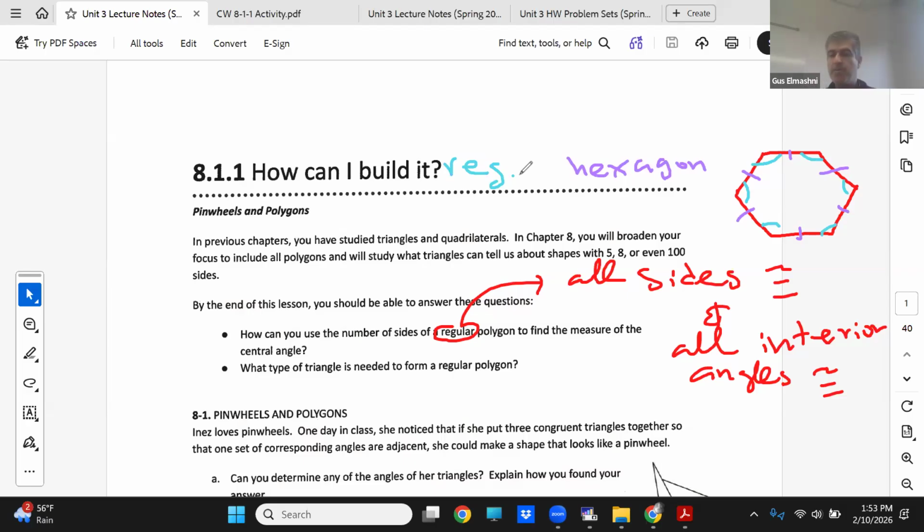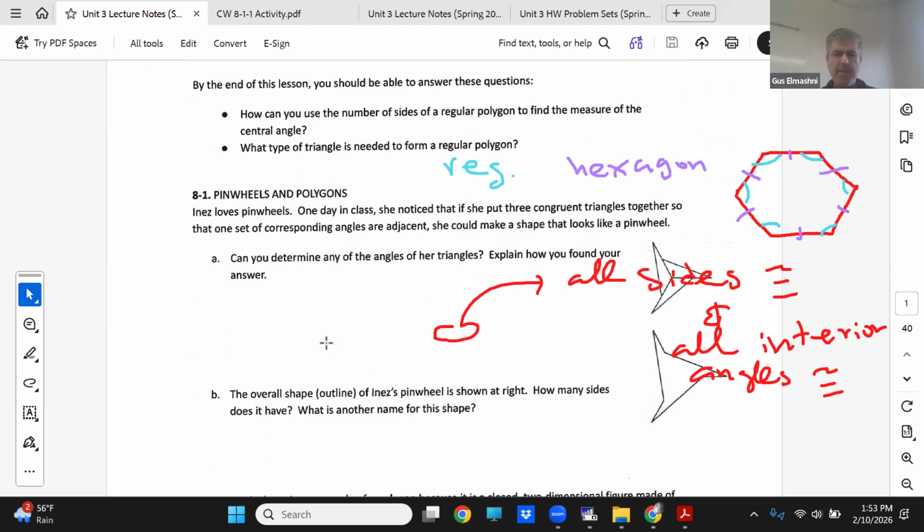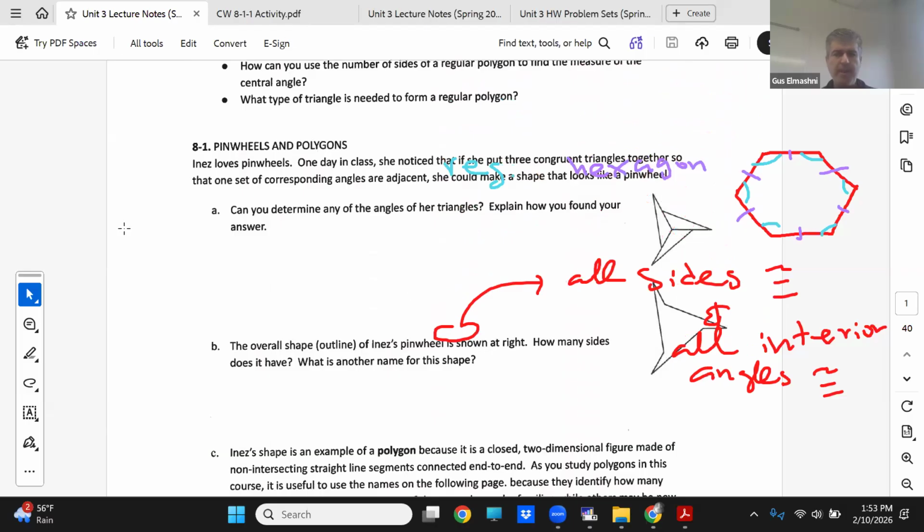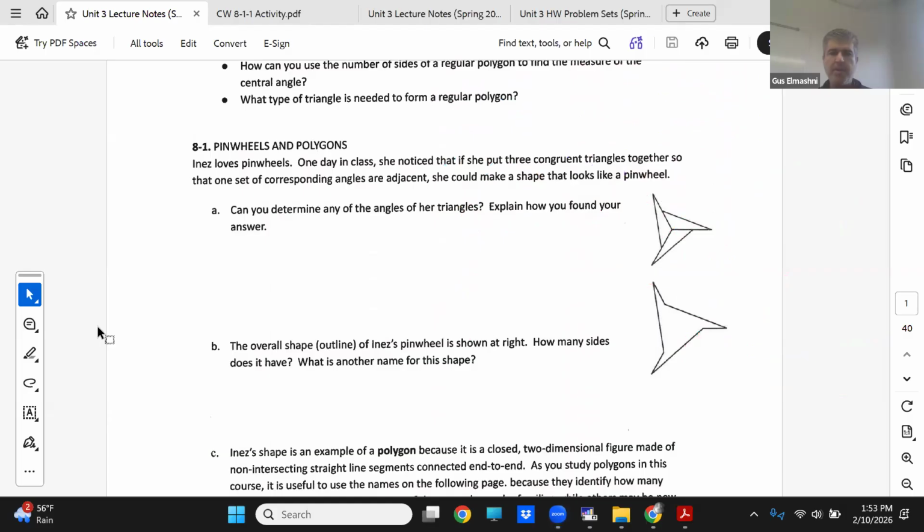So we're going to work through this today, and we're going to do a little activity. Let's read the activity here. Inez loves pinwheels. One day in class, she put three congruent triangles together so that one set of corresponding angles are adjacent. She could find a shape that looks like a pinwheel. Can you determine any of the angles of her triangles? Explain how you found your answer. And the overall shape of her pinwheel is shown at the right. How many sides does it have? Is there a name for this shape?